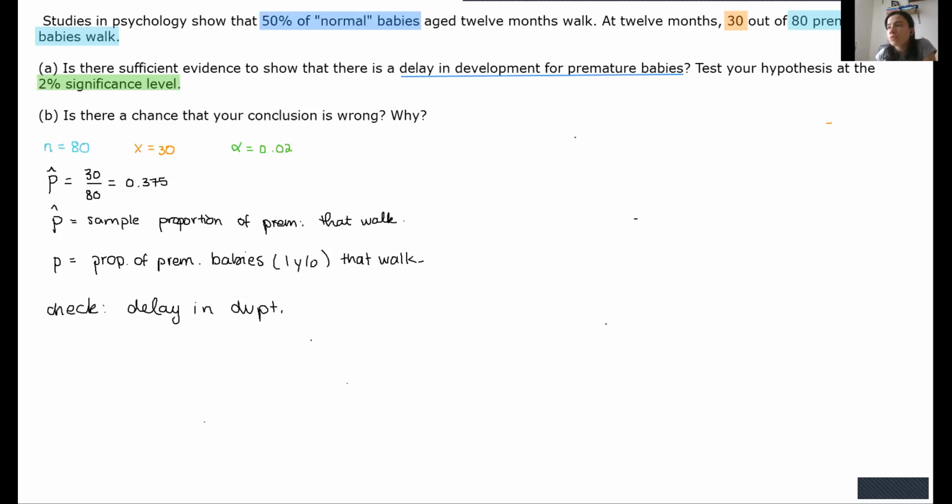Now, knowing that for normal babies, full-term babies, 50% of them walk after 12 months, then what would be the corresponding thing that we want to show if we want to show that there's a delay in development for premature babies? Anyone? If there's a delay in development, the proportion of premature babies that are 1 year old that walk is going to be what? It's a delay with respect to what?